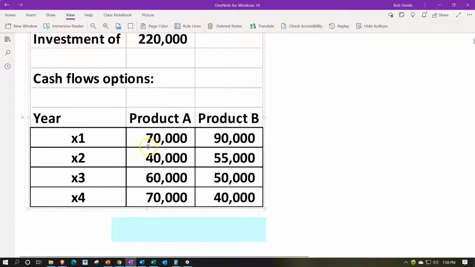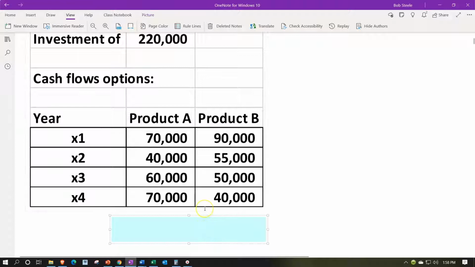Cash flows, we're going to say, for product A and product B, it could be inventory as well. It's going to be assumed to be years 1, 2, 3, and 4. We're going to compare these two flows. We have product A: 70,000, 40,000, 60,000, 70,000. Product B: 90,000, 55, 50, and 40.